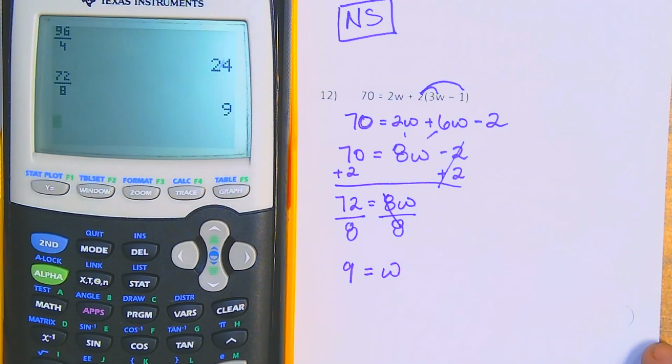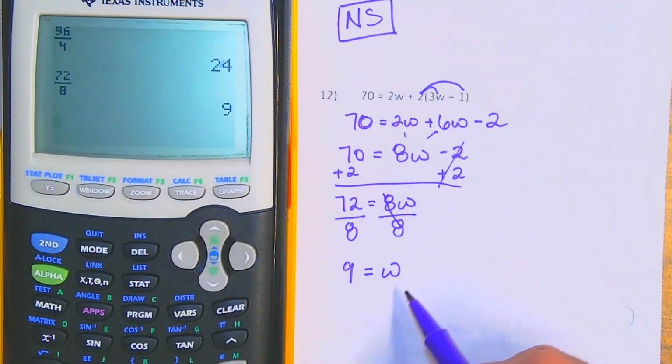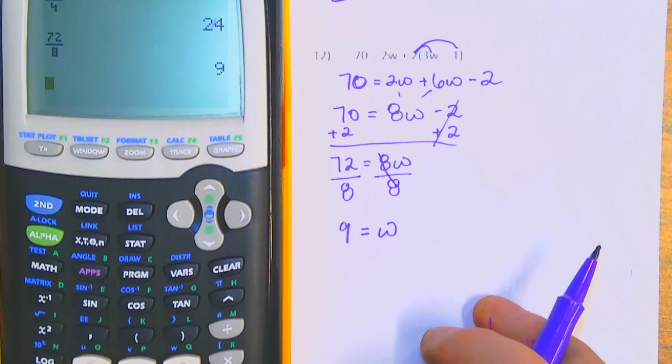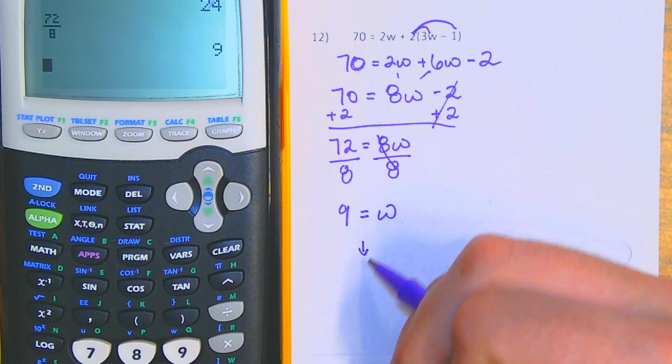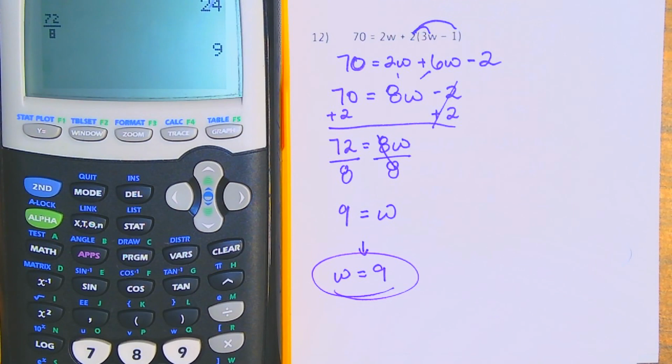Now, you guys might have a tendency to think this is the end of the problem, but no, we don't want to have our variable or our letter on the right side. We want to have it on the left side. So all I have to do is change that by switching it over so that W instead is equal to 9. Okay?